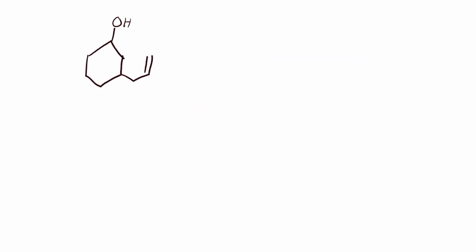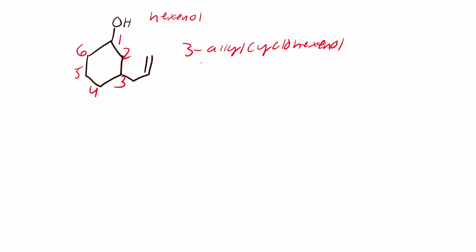For this molecule, we start numbering at the alcohol. It has more importance. That's 1, 2, 3, 4, 5, 6, so that's a hexanol. And on the 3rd one, you have 1, 2, and 3 carbons with a double bond, so that's an allyl. So we will say that this is a 3-allylhexanol.